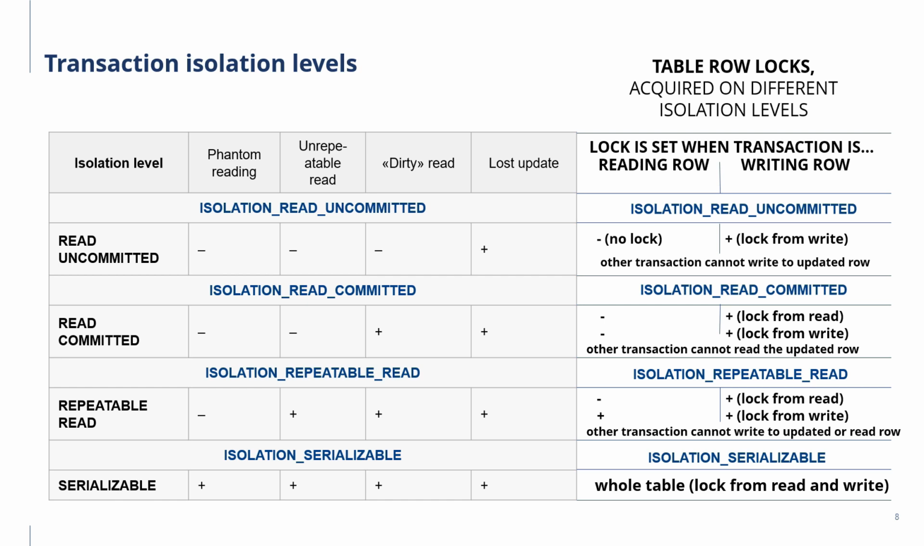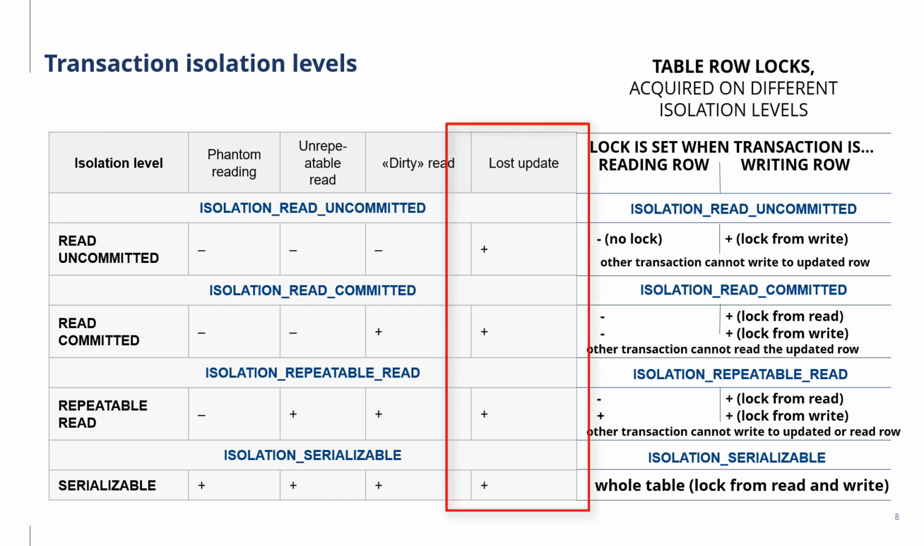Okay, let's have a look at different transaction isolation levels. We have enumerated a series of 4 problems: lost update, dirty read, unrepeatable read, and phantom reading. And we see here that they are addressed by different isolation levels: read uncommitted, read committed, repeatable read, and serializable. You see here that when in our table we have a plus, it means that that isolation level will address that problem.